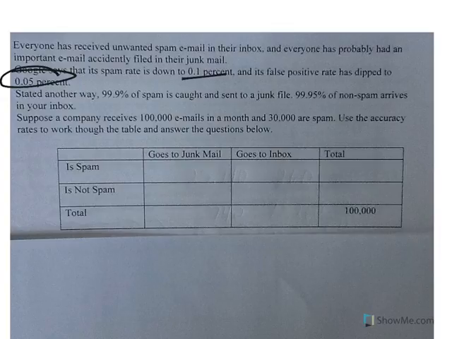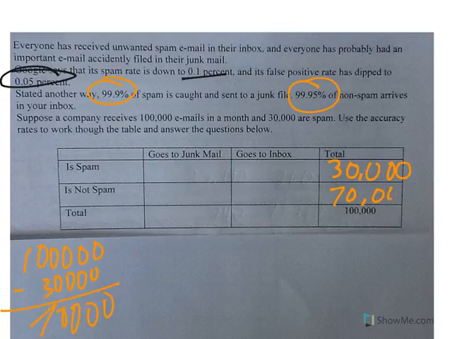your inbox. So we are going to use two different percentages when we fill out the middle part of this table. Suppose a company receives 100,000 emails in a month and 30% are spam, or excuse me, 30,000 are spam. So if I started with 100,000, and 30,000 of them are spam, that means 70,000 are not spam, right? That's just a little bit of math there.